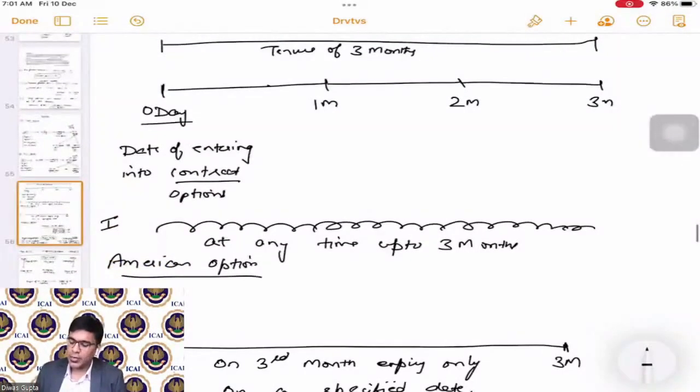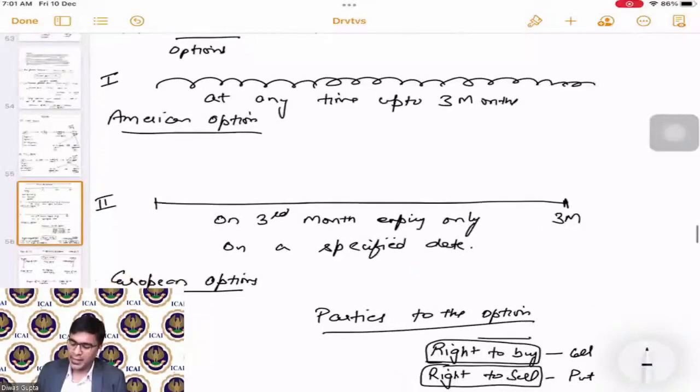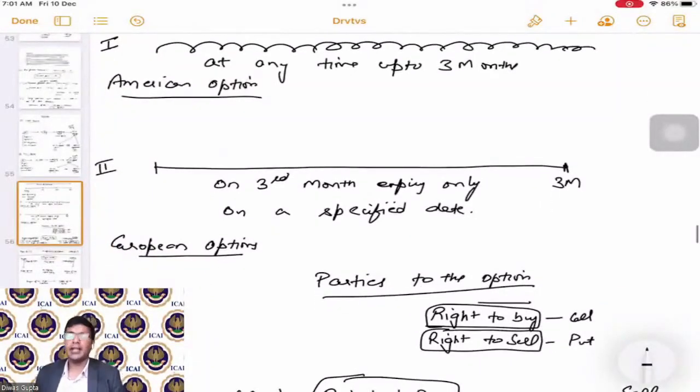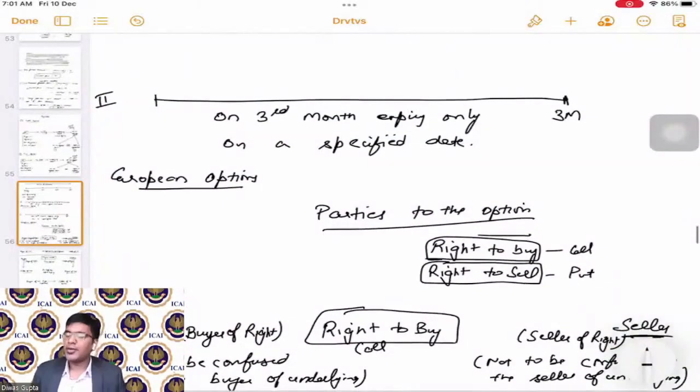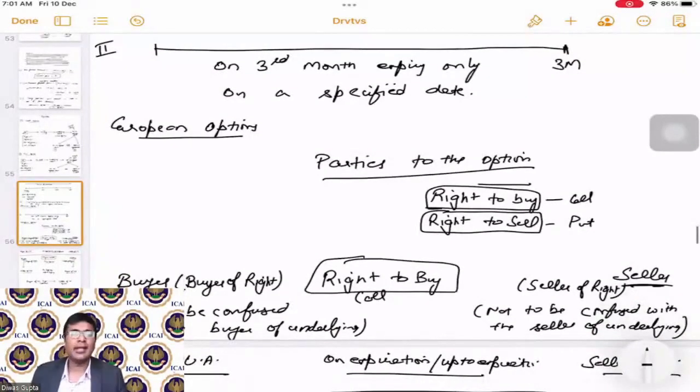Then we discussed the American option and European option. In an American option, if the contract gives you a right to exercise this option at any time up to the specified date, then that is called an American option. And if the contract says that it has to be exercised only on a specified date, then it is a European option. Generally, in India, we deal in European options.